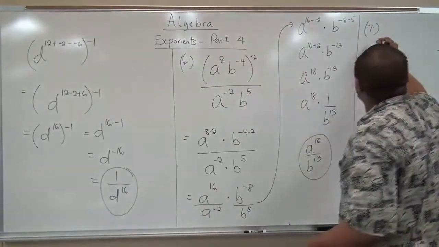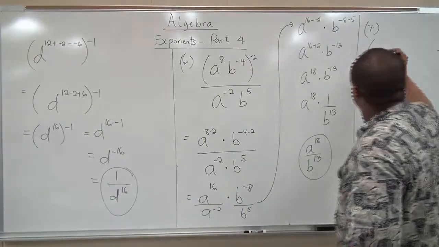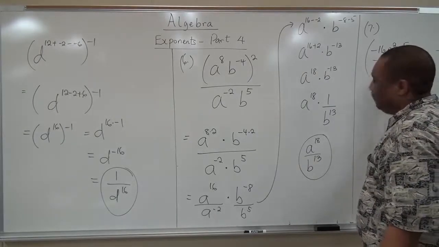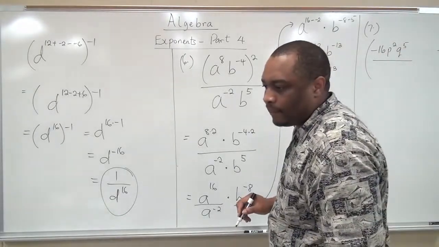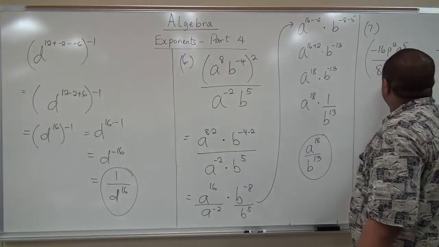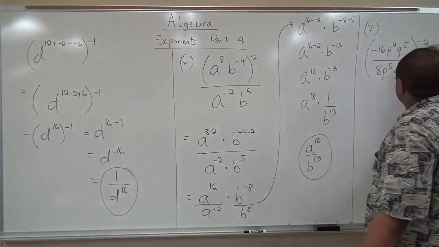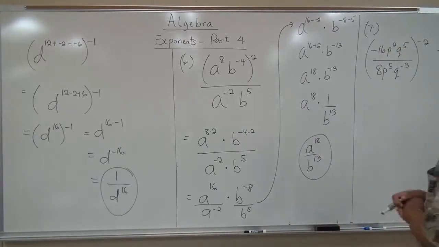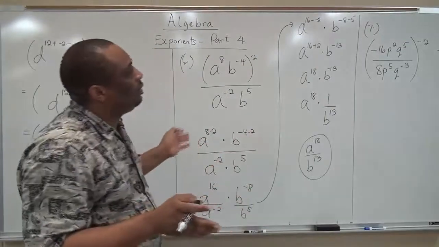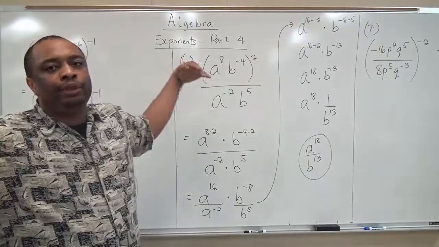Question 7 says negative 16p squared q exponent 5 all over 8p5q negative 3, all exponent negative 2. So the negative 2 there is for everybody. It's for everybody in the numerator, and everybody in the denominator. So free up those first.